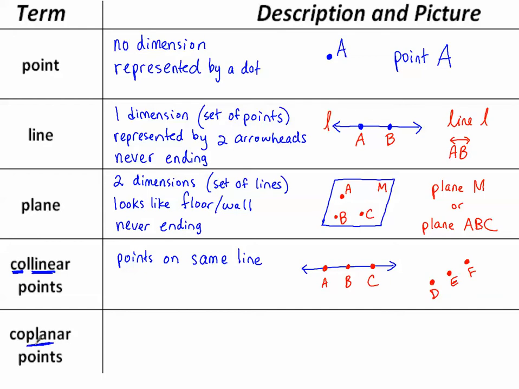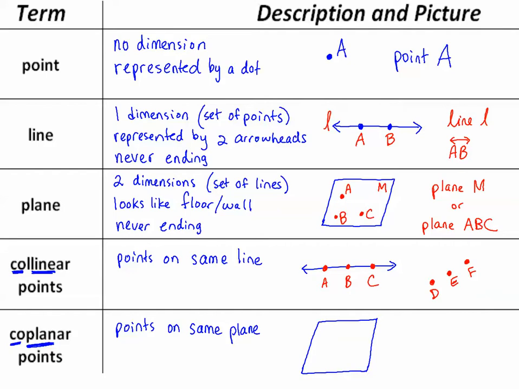Coplanar points, what word do you see in there? Again, the prefix co for together and then part of the word plane. These are points that lie on the same plane. Now they don't have to be collinear because a plane isn't lined up.